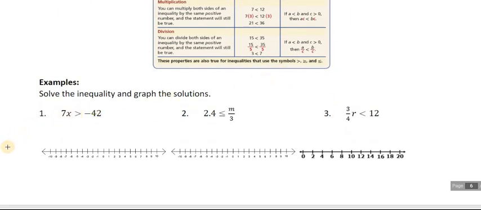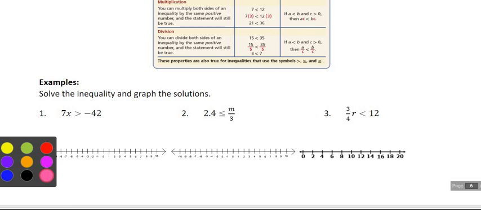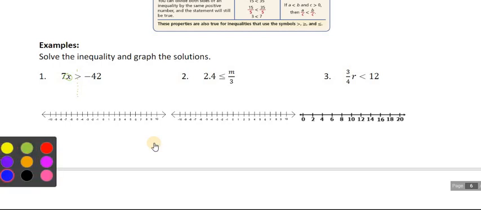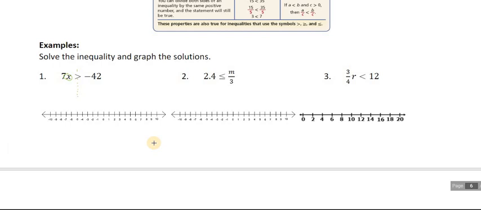So if we take a look at example 1, we're solving 7x is greater than -42. I'm going to try to continue putting our dotted line through our inequality, circling our variable. Some of us still need to make sure that we practice that. And now, in order to get rid of that 7, which is attached through multiplication, we are going to divide both sides by 7.